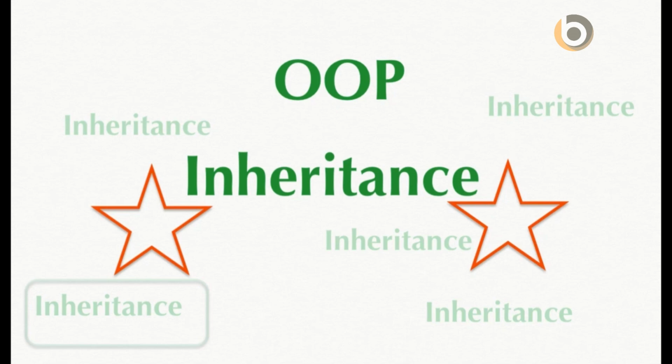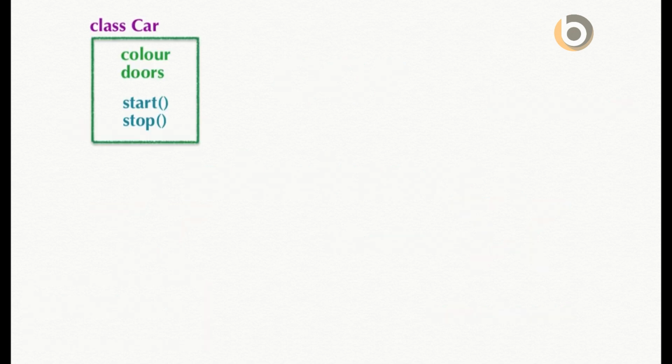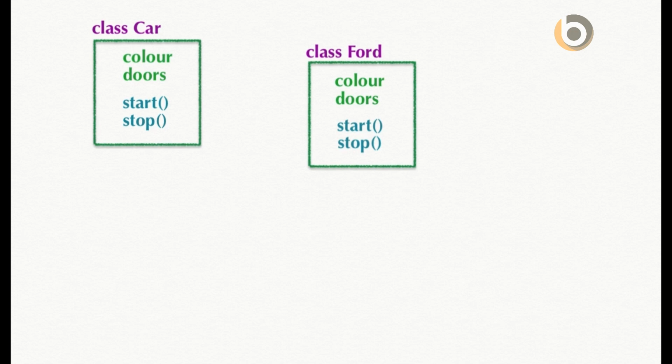Welcome! In this session, we will learn about inheritance in object-oriented programming, and we will learn it with the help of an example. Suppose we have a class named car, and it has few properties like color, number of doors, and a few functions like start and stop. And we have another class named Ford. As Ford is a car, so it will also have all of these properties and functions.